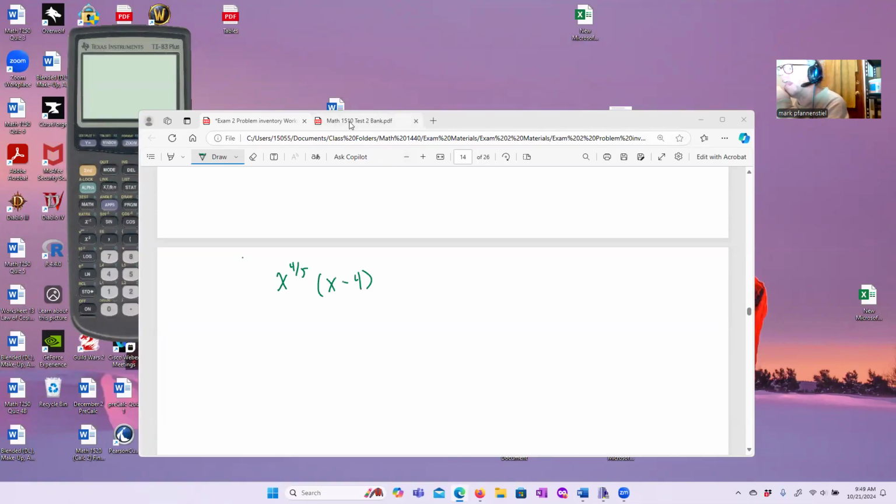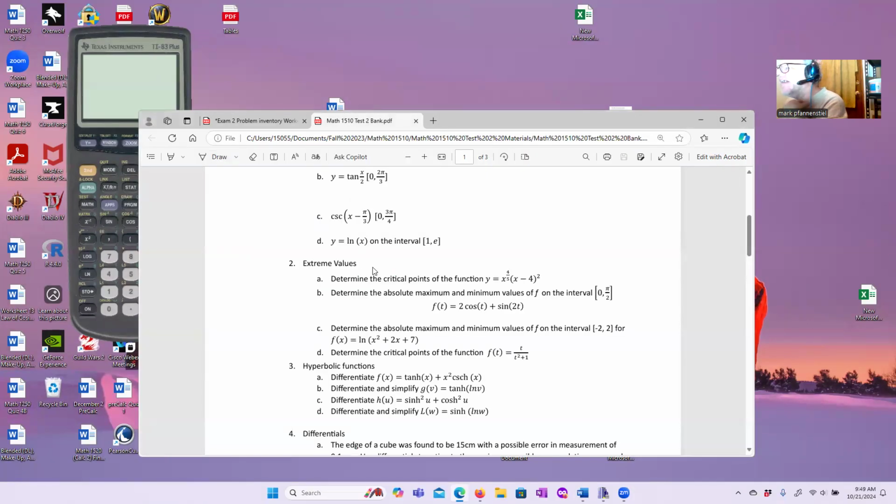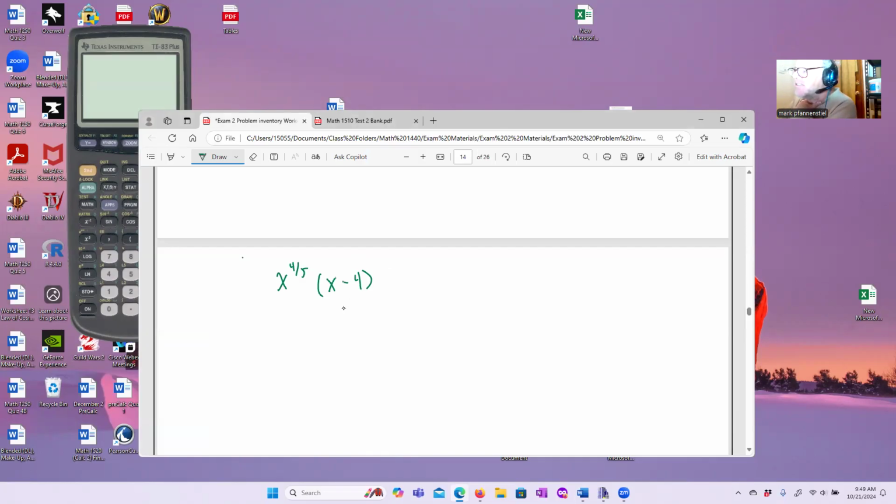We are looking at test bank 2, and we are going through problem number 2A here. Find the extreme values of x to the 4/5, times (x minus 4) squared, and we'll go ahead and figure that out. We've got the function sitting here. We have to figure out the critical values, which suggests we have to take a derivative. So let's go ahead and do that.